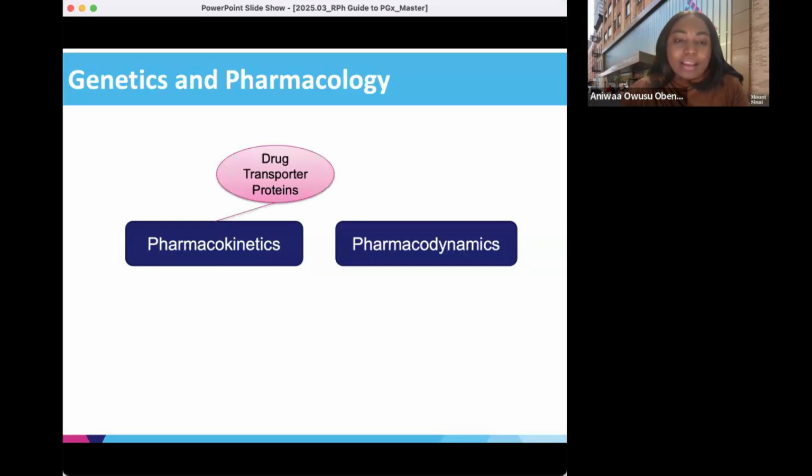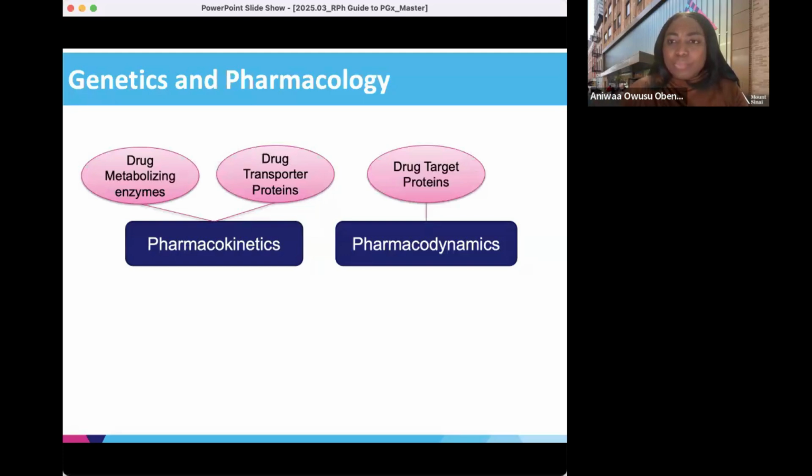With pharmacokinetics, we are looking at things like drug transporter proteins, because that's how the drug gets distributed or taken from one portion into the other in the body. And we are also concerned with drug metabolizing enzymes. These are the proteins responsible for breaking down or activating, or even in some cases, deactivating the medication. So, drug metabolizing enzymes and drug transporter proteins are important for the pharmacokinetics. And with pharmacodynamics, we mostly are concerned with the drug target protein.